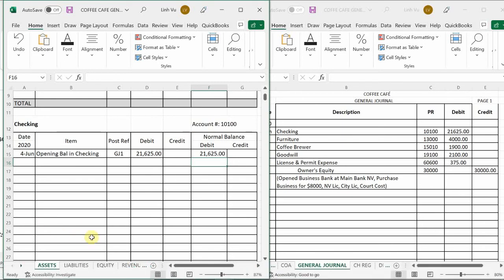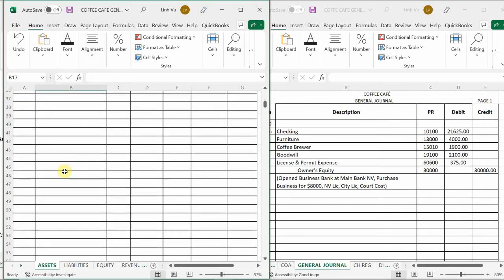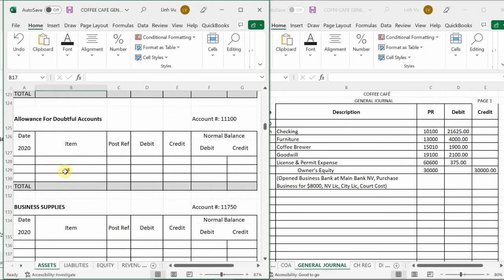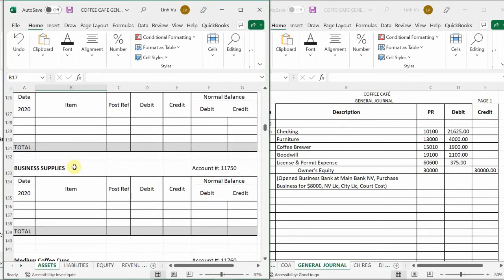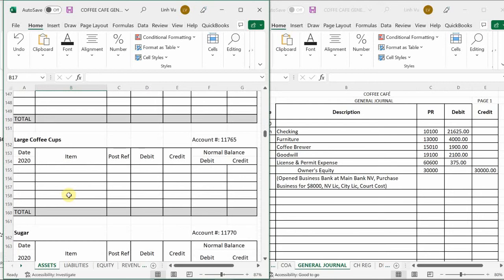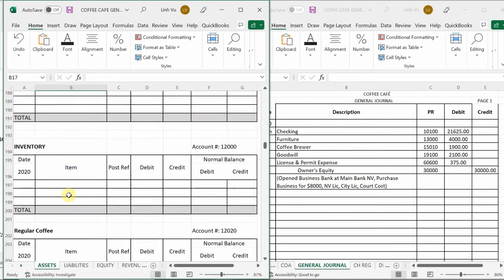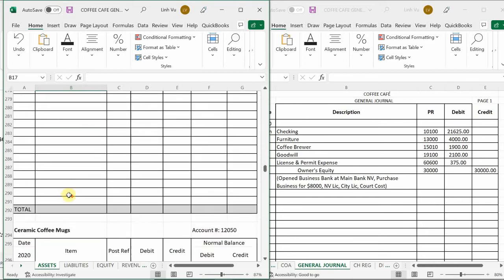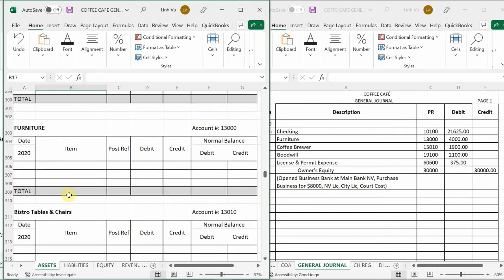The second one here is furniture. So I'm going to scroll down until I find my furniture. For those of you who have the paper one, the best way to look it up is by the account number. I usually find that much more helpful to locate it. In this case, it is 1,300. So I have to keep scrolling. There you go, furniture.